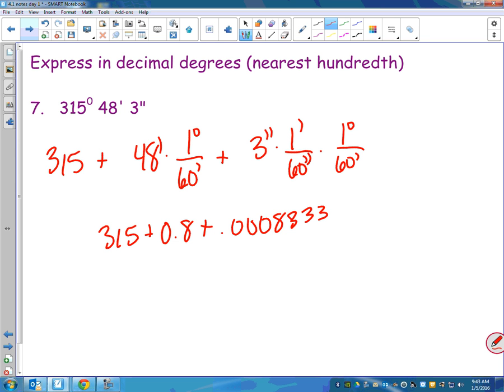But if you forget how to do it with your calculator during a test, I'm not going to show you how to do it. And again, notice it just says to the nearest hundredth, and so this goes on a lot of decimals. The nearest hundredth, you're just going to get 315.8.00.